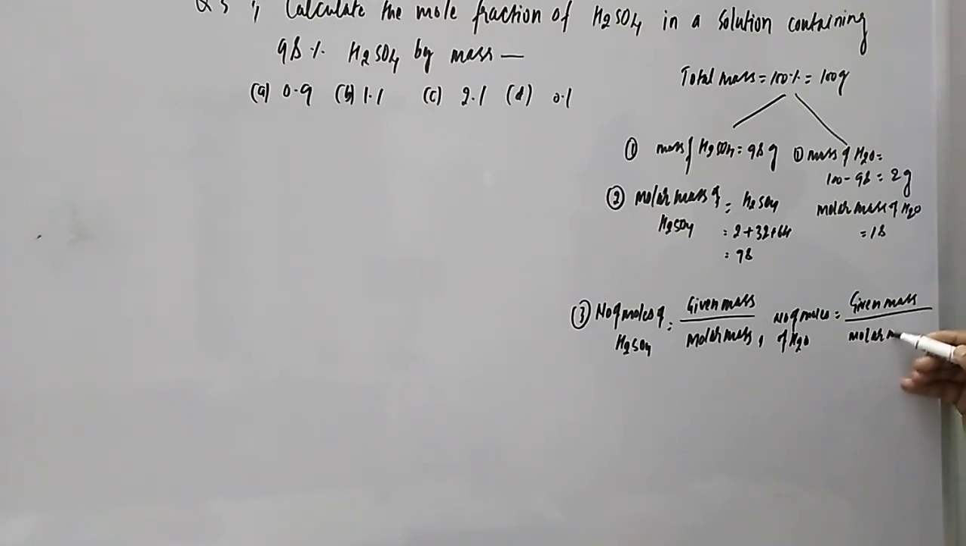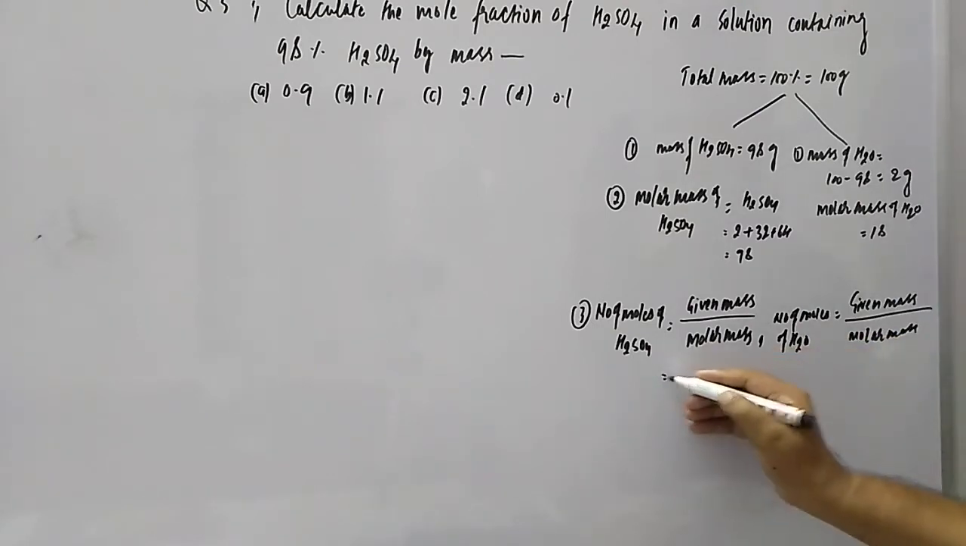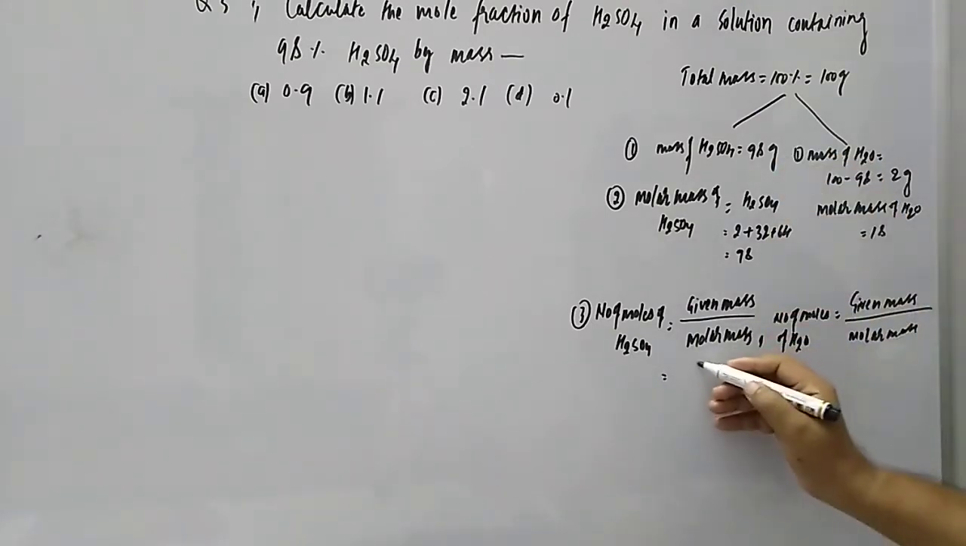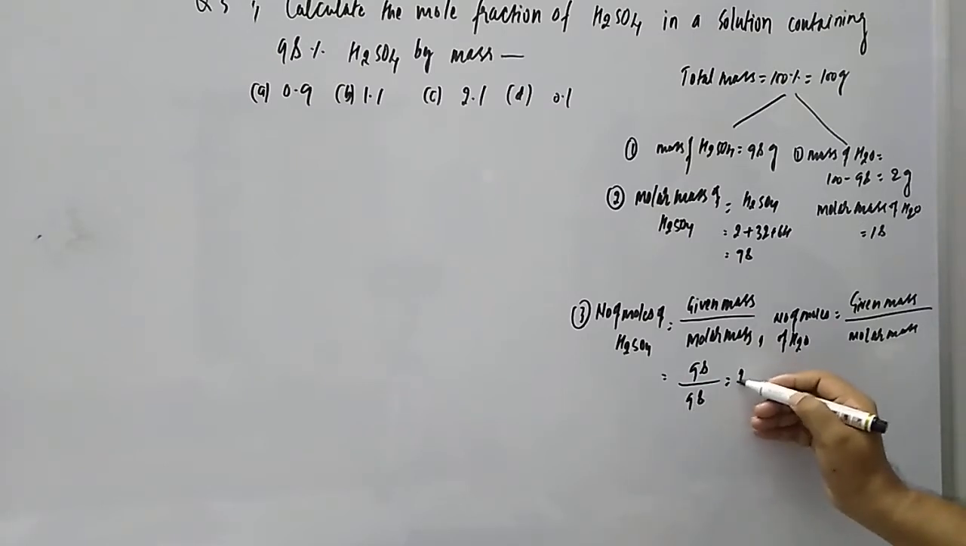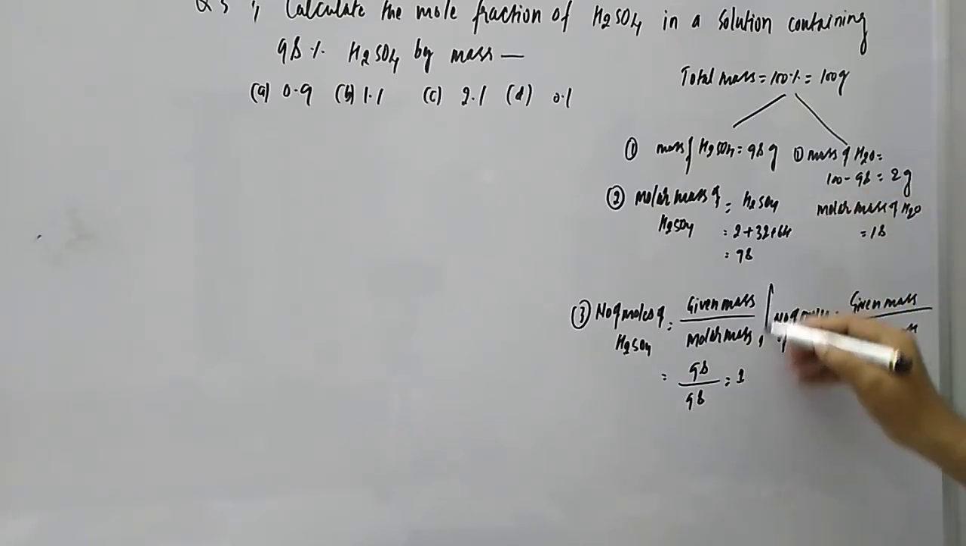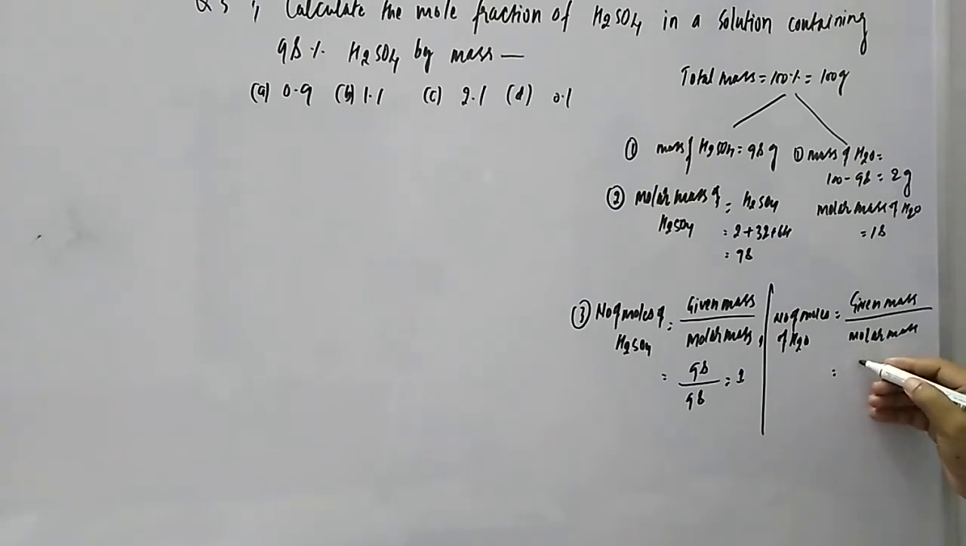So dear student, you put the value. Given mass is 98 gram, molar mass is 98 gram, so the number of moles is 1. Here also, given mass is 2 gram, molar mass is 18 gram. If you divide it out, it is coming 0.11 mole.